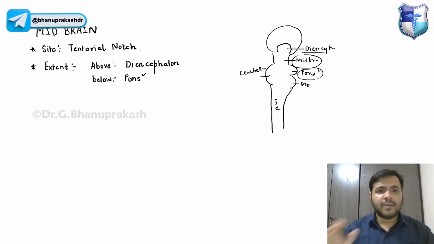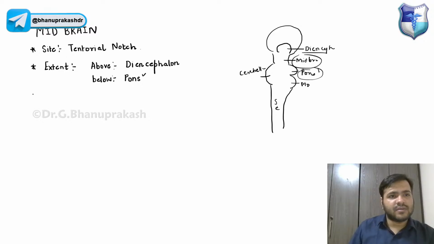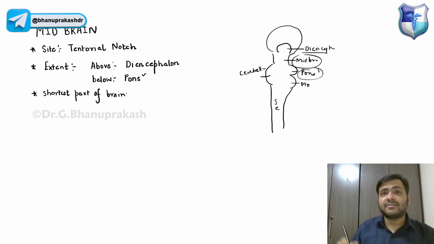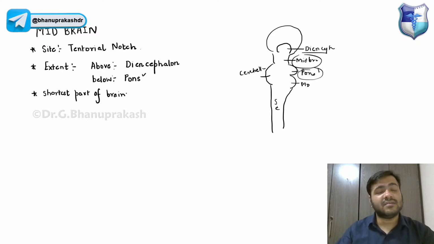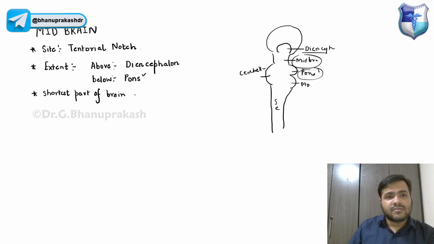Now, remember, guys, one more important point: it is the shortest part of the brainstem. If you ask me roughly how many centimeters, it is roughly equal to 2 centimeters. So it is the shortest part of the brainstem, roughly 2 centimeters.